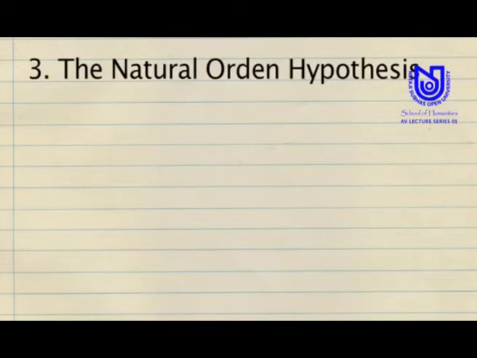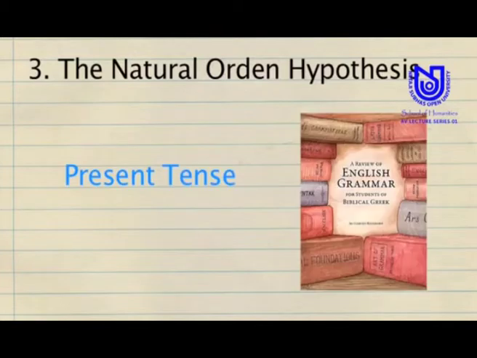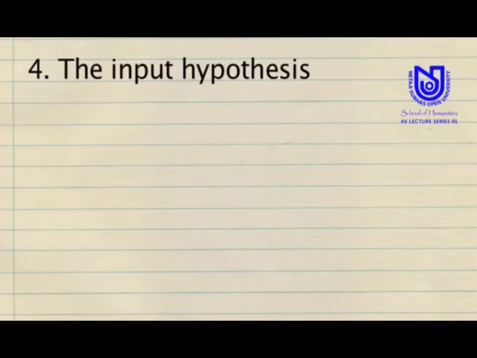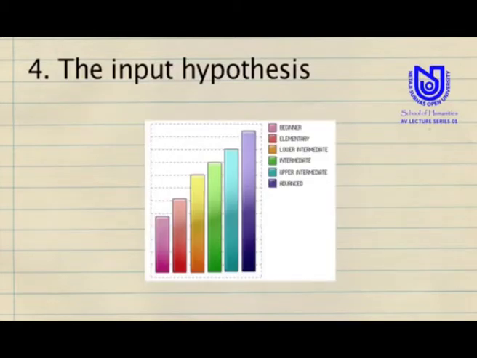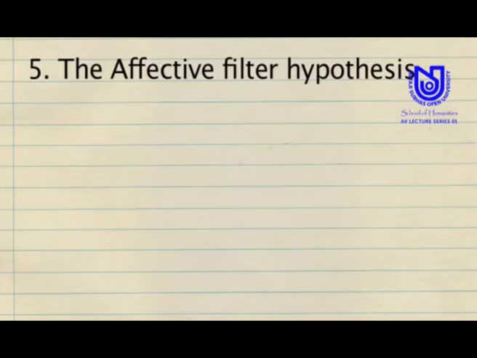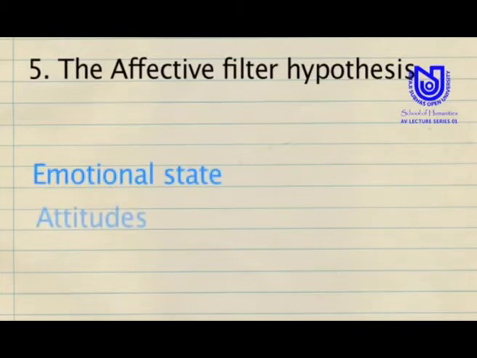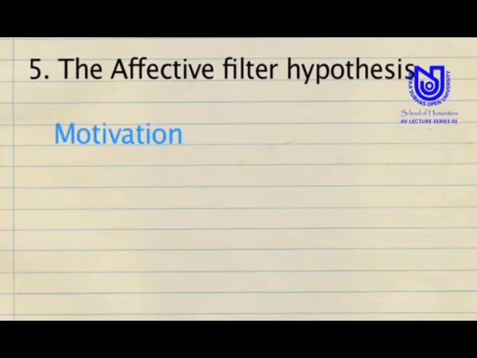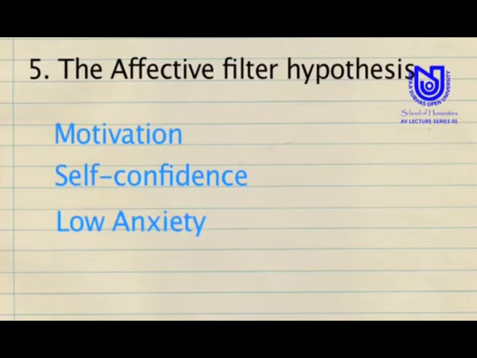The natural order hypothesis. Certain grammatical structures are acquired before others. For instance, the present tense is acquired before the past tense. The input hypothesis. People acquire language best by understanding input that is slightly beyond their current level of competence. The affective filter hypothesis. The emotional state and the attitudes are an adjustable filter that freely passes or blocks input necessary to acquisition. The student needs motivation, self-confidence, and low anxiety.